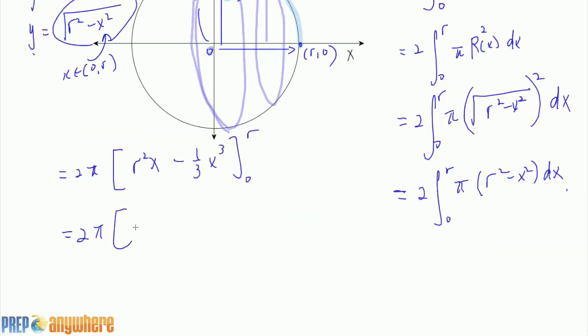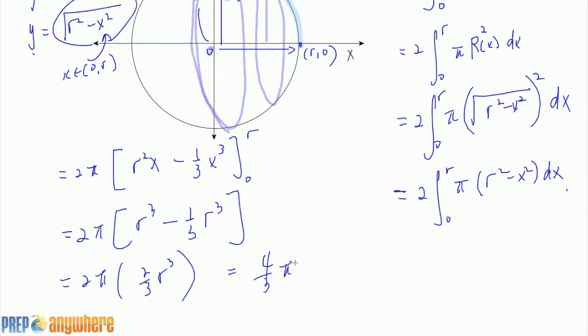Okay, now you just plug in r and you get r cubed minus a third of r cubed. 0 will make everything disappear. That's 2 pi times 2 over 3 r cubed, isn't it? What is that? 4 over 3 pi r cubed.